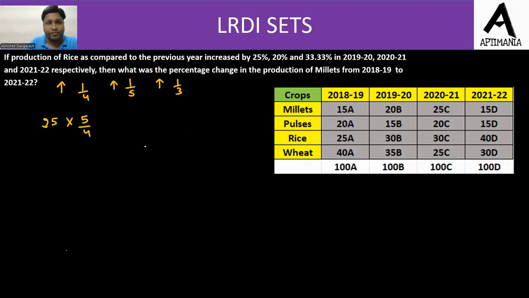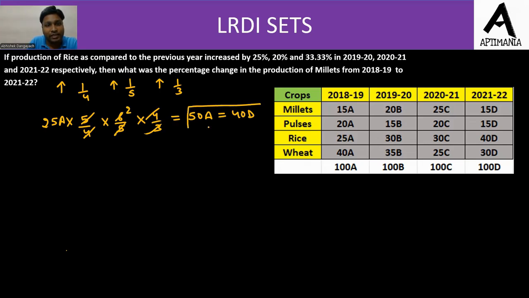Then an increment of 1 by 5 makes it 6 by 5 of the initial value, and increment of 1 by 3 makes it 4 by 3 of initial value. So basically, तो 25A हमारा राइस था, वो अब कितना हो चुका है एक बार चेक करते हैं. तो this gets cancelled out, 5 से 5 कैंसिल होता है, this is 2. So that becomes 50A in the year 2021-22. But as per what we have written over here, it must be equal to 40D. So can we say that this 50A is equal to 40D? Now we have a relation between A and D, which is 5A equal to 4D.